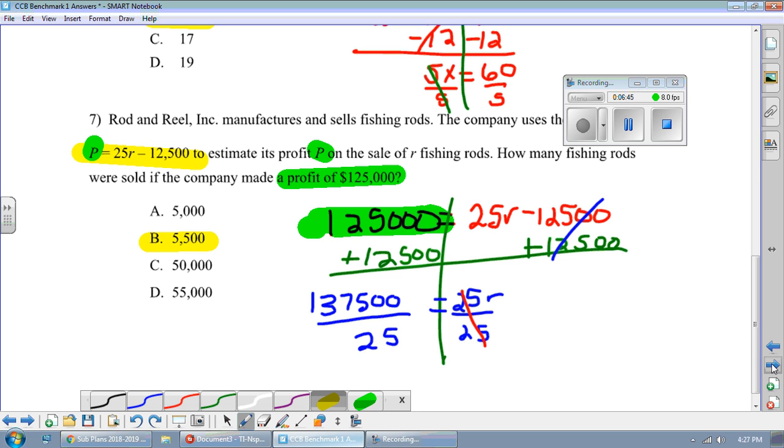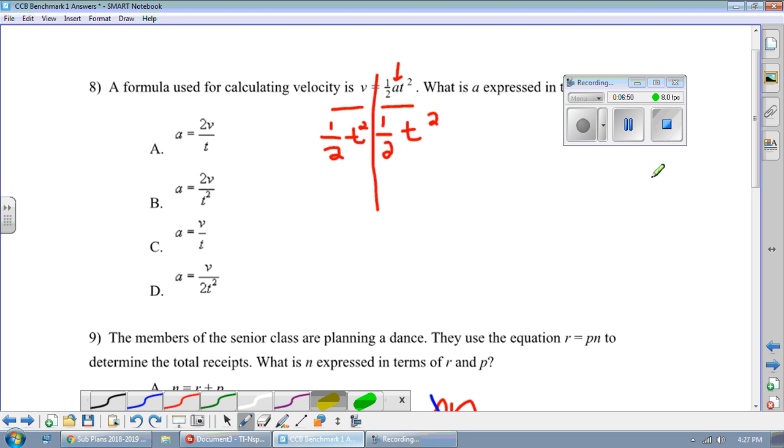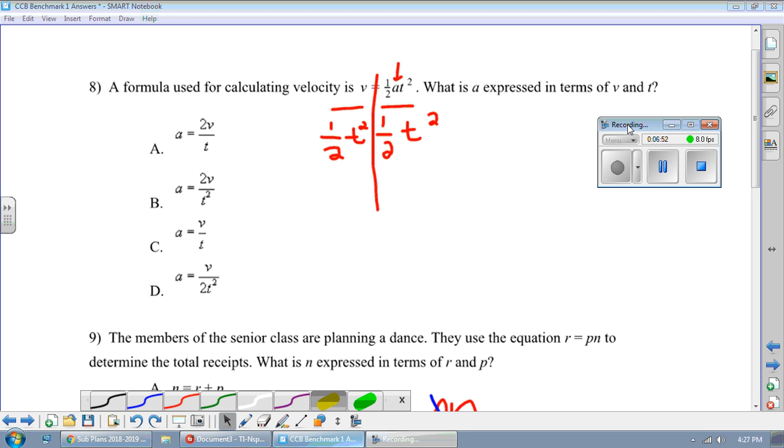Number 8. The formula for calculating velocity is v equals 1/2 at squared. What is a expressed in terms of v and t? So if we want to get that a by itself, we have to get rid of the 1/2 and the t squared. There is multiplying in between the 1/2 a and the t squared. So dividing by the 1/2 and the t squared gets rid of them, so that the a is all by itself.